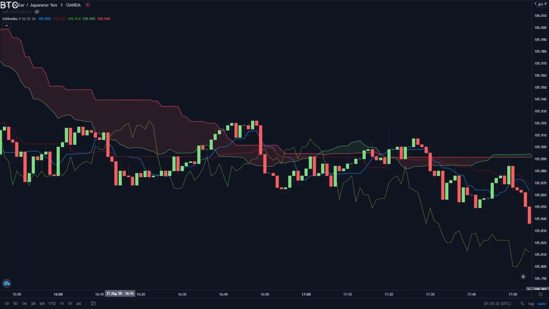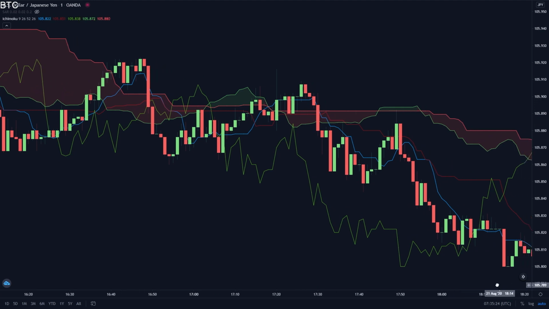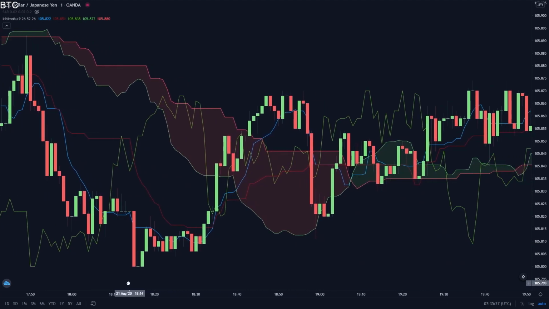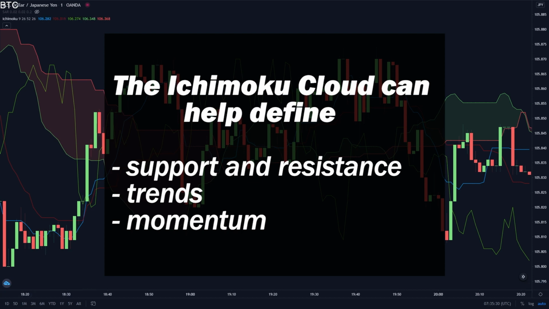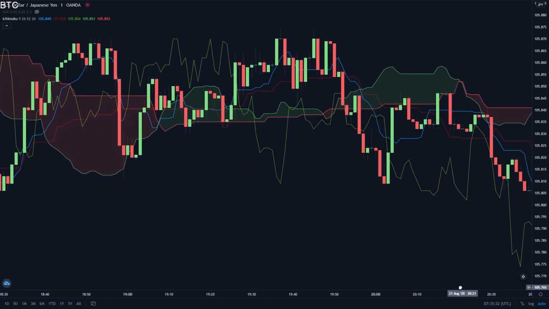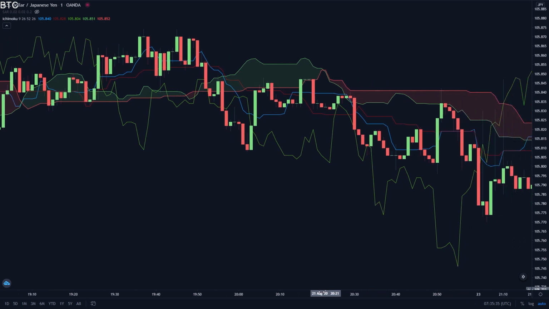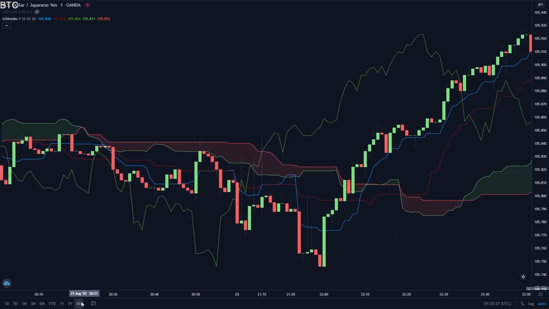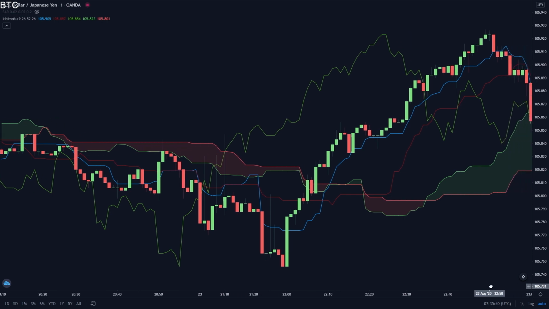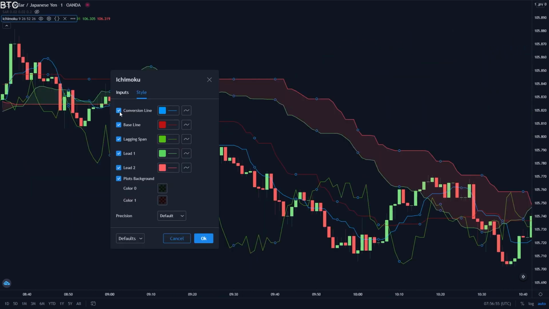The Ichimoku Cloud, or the Ichimoku Kinko Hyo indicator, is a very versatile indicator that can help define support and resistance, trend direction, and momentum. At first glance, it may seem messy and very hard to read, but let's break down the parts. It consists of multiple parts. We have the Tenkan-sen, also known as the conversion line, the Kijun-sen, also known as the baseline, the Chikou span, also known as the lagging span, and two leading spans that form a cloud.